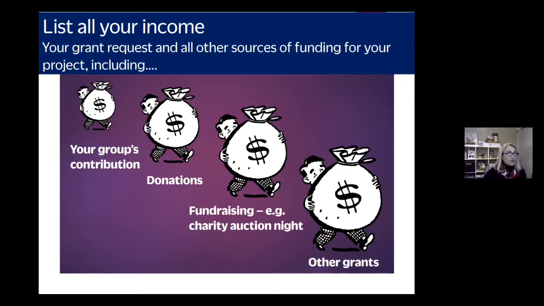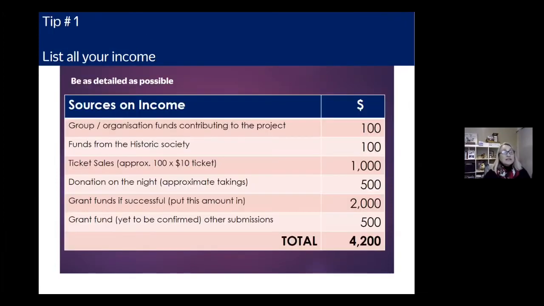Write down some notes so you can ask me afterwards. So let's have a look at the sources of income. Your group's organisation and you're contributing $100.